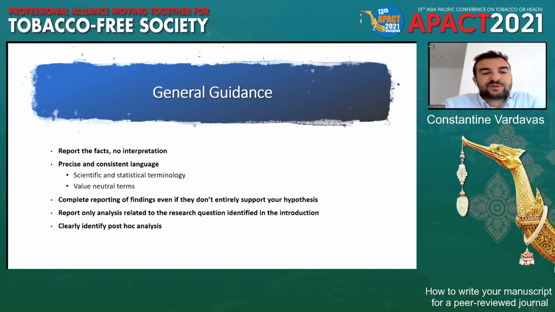And you report primarily the research question of your introduction. So if you're talking about exposure to secondhand smoke in a population-based study, then you wouldn't want to include also, for instance, experimentation with other tobacco products, or the last type of smoking cessation method used inside the house. That may not be directly relevant to your research question.